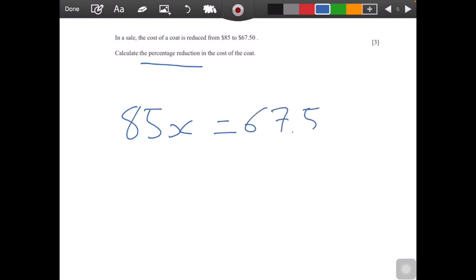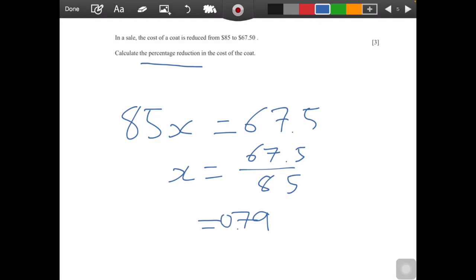And we just solve this algebraically, which we get x is 67.5 over 85. You plug that into your calculator, and you get the value 0.79411, etc. This is really all you have to worry about. If you times it by 100, you get 79%.